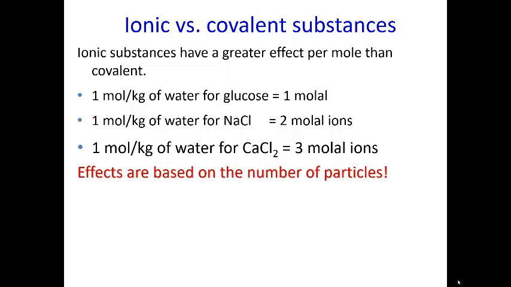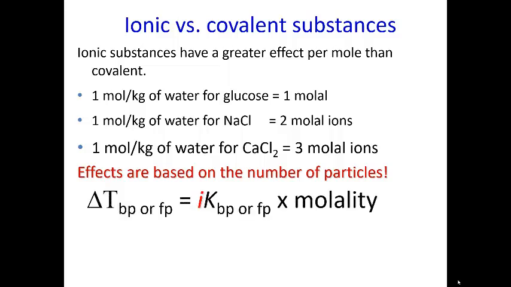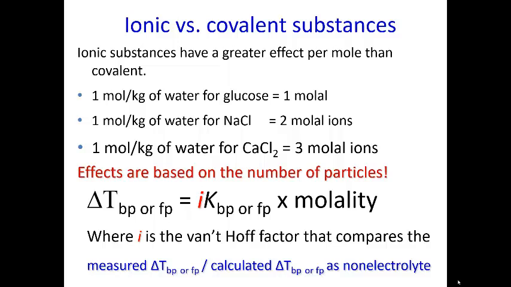So the effects are based on the number of particles you're going to get in solution. So for molecular substances or covalent substances, the number of moles of particles is the same as the number of moles of that substance you put in there. But for ionic compounds, you have to multiply it by how many ions you're going to get when it dissolves. So that's what the lowercase i value is in the equation. And that lowercase i is called the Van 't Hoff factor.